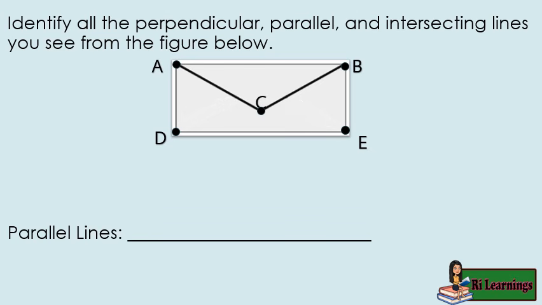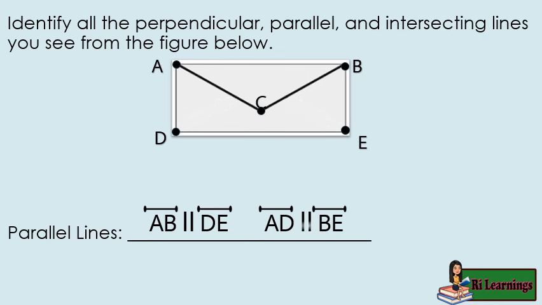Let's try this activity. Identify all the perpendicular, parallel, and intersecting lines you see from the figure below. What are the parallel lines? Line segment AB is parallel to line segment DE, and line segment AD is parallel to line segment BE.